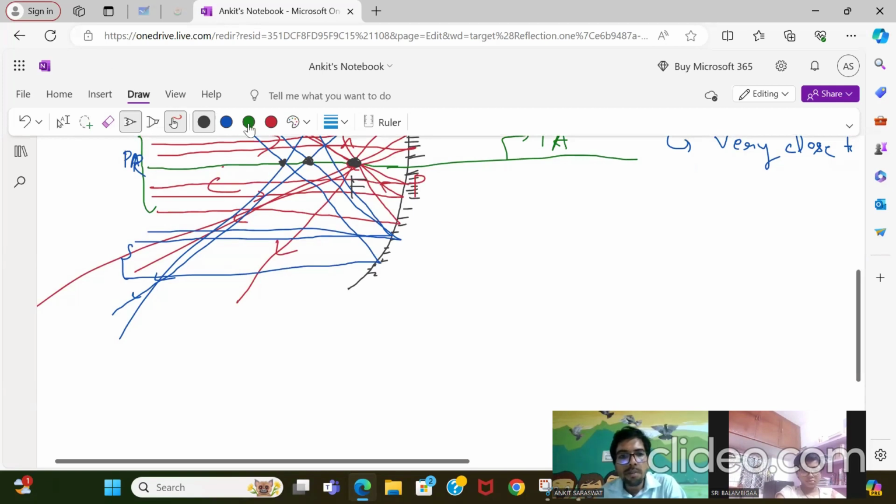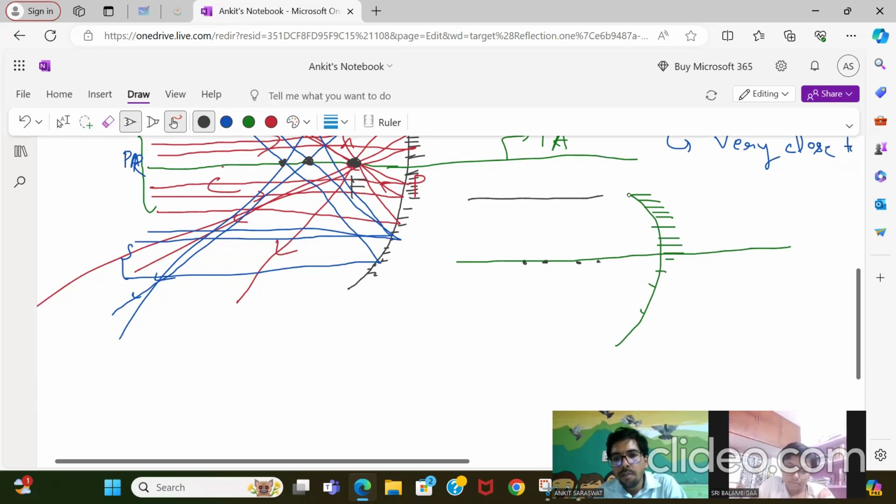So on the same principal axis, for example, this is the mirror. On the same principal axis, marginal rays are intersecting at different points. Parallel marginal rays, some are intersecting at this point, like this. Some marginal rays are intersecting at this point.